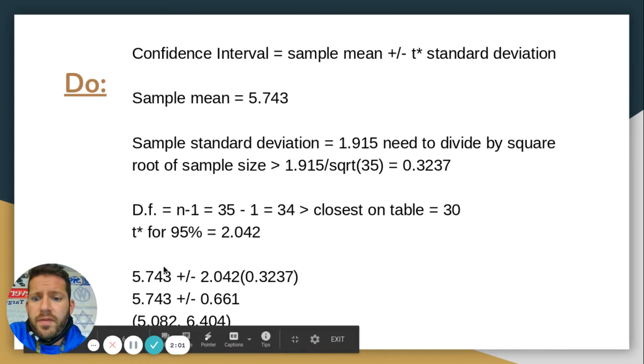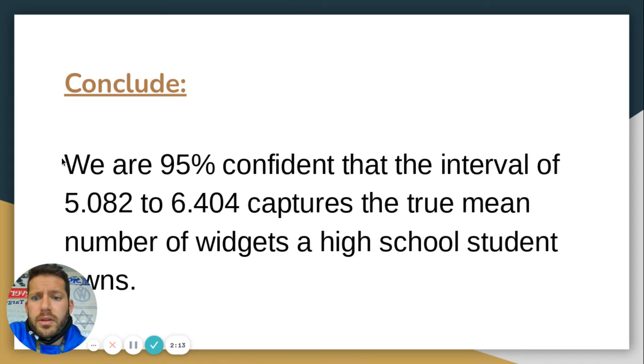So I took my sample mean, 5.743, and added and subtracted to it my critical t value times my new standard deviation, and ended up with 5.082 to 6.404. So I can conclude that I'm 95% confident that the interval of 5.082 to 6.404 captures the true mean number of widgets a high school student owns.